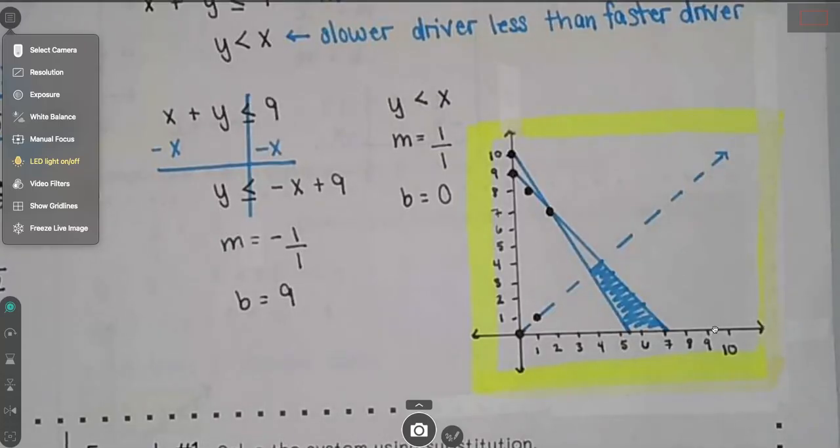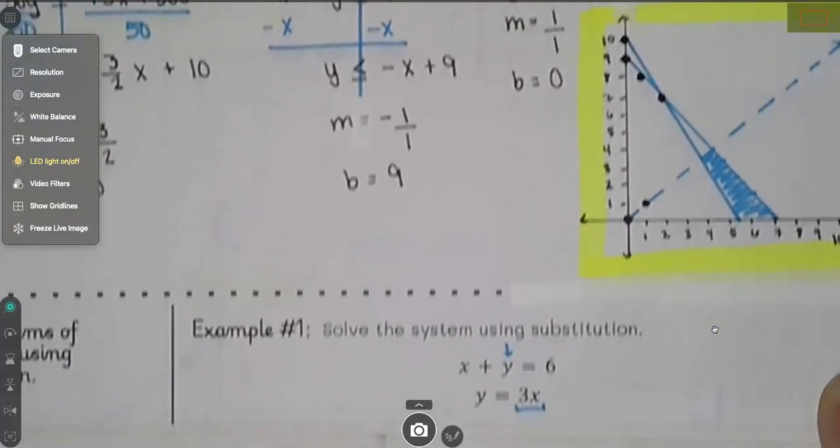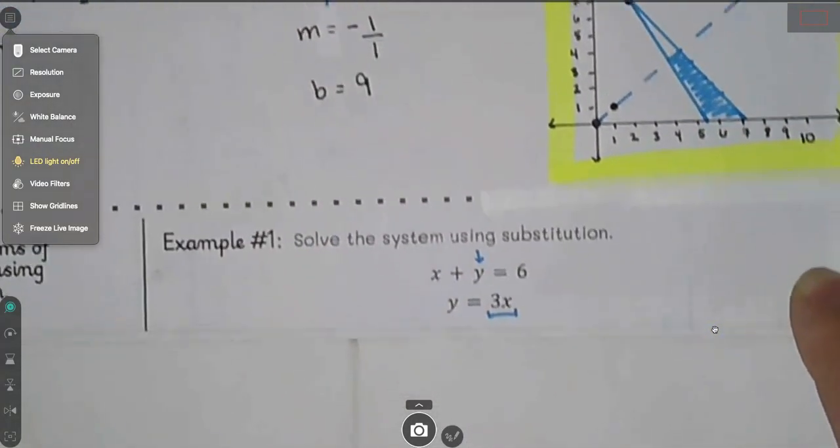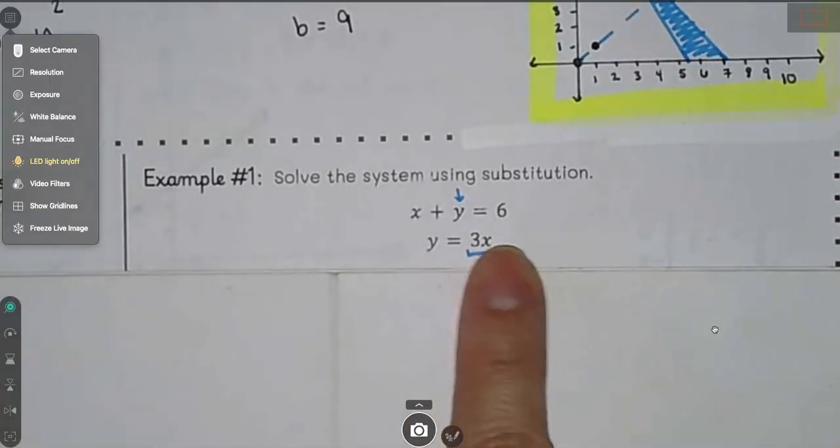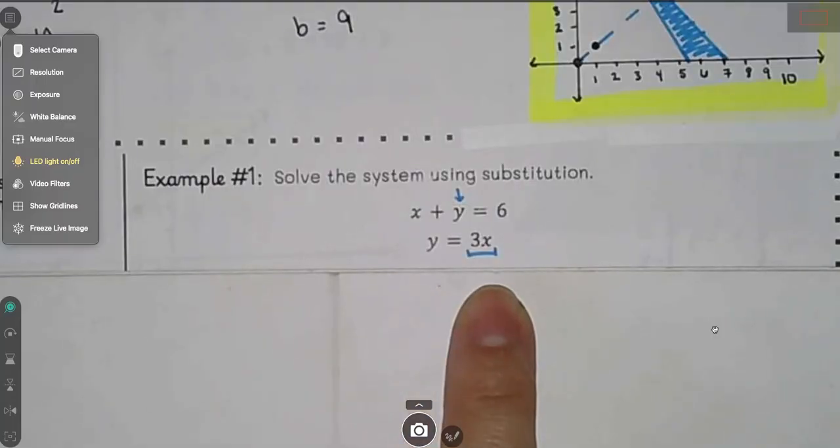Okay. So I'm going to proceed as though you've seen it before, but if you need me to go a little slower, need more explanation, please stop me, let me know. All right? In the last block, it seemed like most of the class had seen this stuff before. All right, example number 1. Solve the system using substitution. So we have x plus y equals 6, and then y equals 3x.